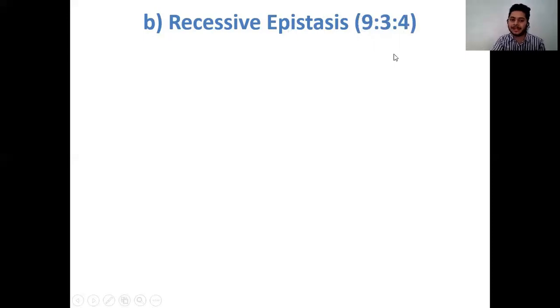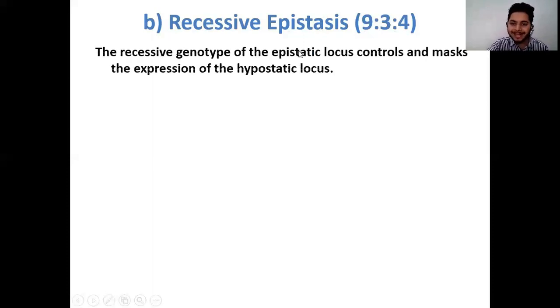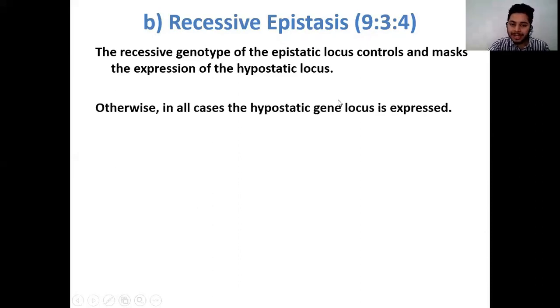What is this recessive epistasis? You can break down the term into recessive and epistasis. Here, at the epistatic locus, I am going to have a recessive genotype. The recessive genotype of my epistatic locus is now going to play an important role, and it is going to control and mask the expression of my hypostatic locus. The hypostatic locus will not be allowed to express only and only when the recessive genotype is present at the epistatic locus. Otherwise, in all cases, the hypostatic locus will be expressed.